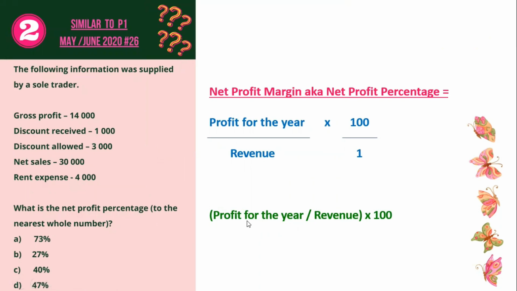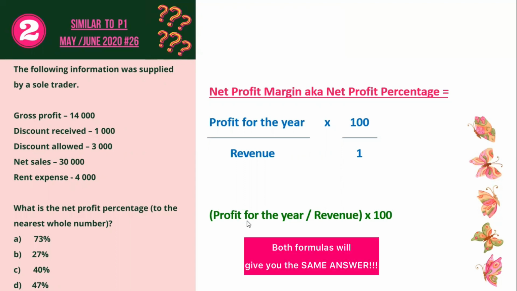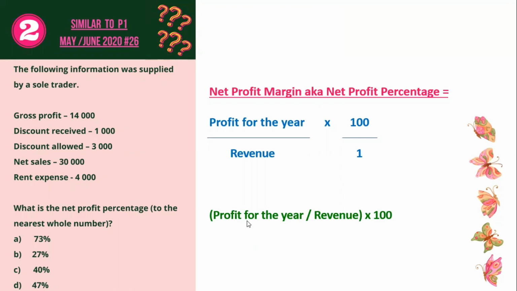So the net profit percent is also known as our net profit margin. And the formula is on the screen. I actually have 2 formulas on the screen. Either one will give you the same working. All right, so we have profit for the year, all over revenue, multiplied by 100. Mathematically, they are the same thing.